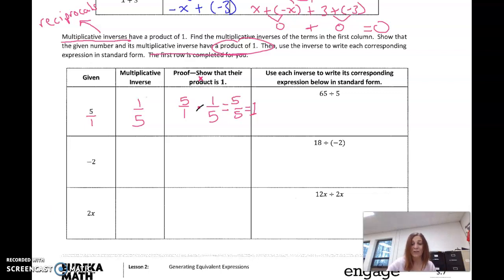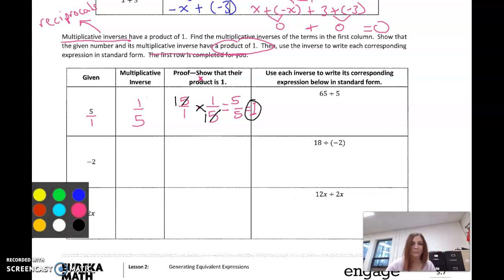1 and 1 have a common factor of 1. Doesn't help us there. But 5 and 5 have common factors of 5. 5 goes into itself 1 time. 5 goes into itself 1 time. Get to that 1 any way you think about it. So now it says use each inverse to write its corresponding expression below in standard form.